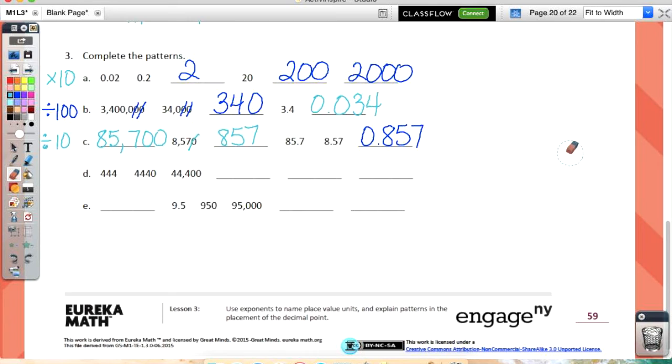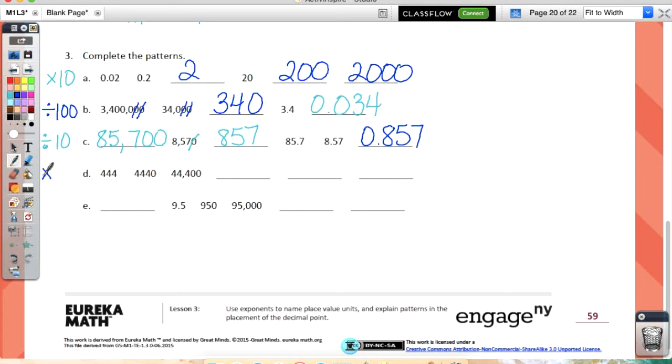Table 5. Am I increasing or decreasing here? Increasing. Okay? So that's multiply, right? Yeah. How much am I increasing by? 10. How do you know it's 10? Because 444 times 10 is 4,440. Good. So I can do what trick here?